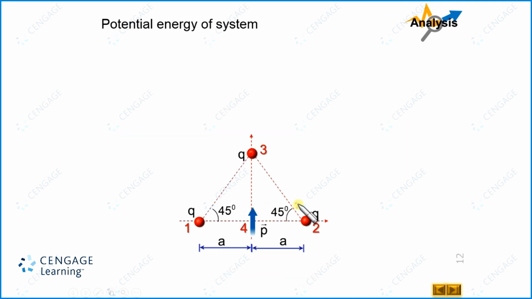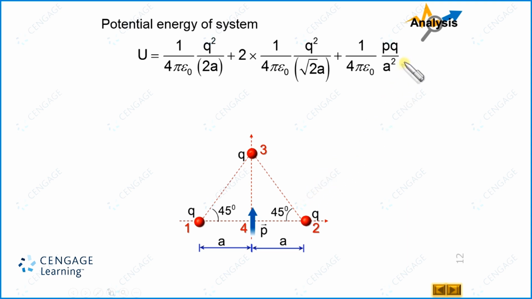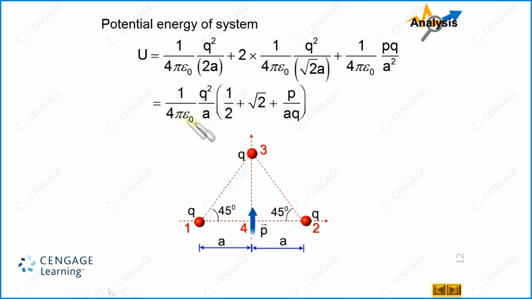Now we can substitute the value. Okay, so this is the final expression for the potential energy. We can rearrange this term like this. So this is the final expression for the potential energy of the system. Now let us move to the next illustration.